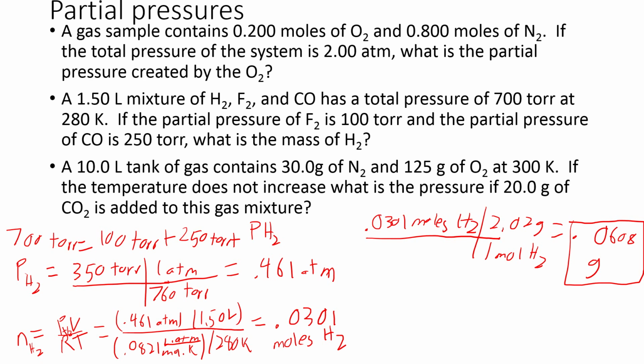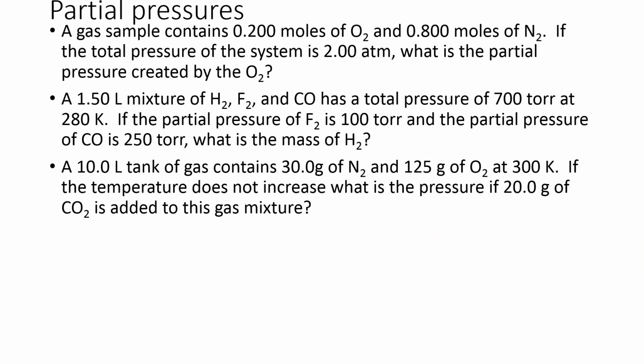So let's try the last one now on the partial pressures questions page. We have a 10-liter tank of gas containing 30 grams of nitrogen, 125 grams of oxygen at 300 Kelvin. If the temperature does not increase, what is the pressure if 20 grams of CO2 is added to the gas mixture? Okay, so in this one, we're told the temperature doesn't change, so we have 300 Kelvin, and we've got a 10-liter tank. We don't have anything that tells us that's going to increase or decrease. So the only thing that's going to change is the pressure then.